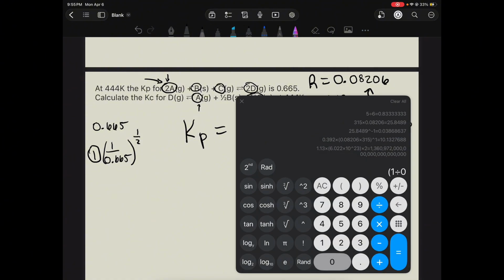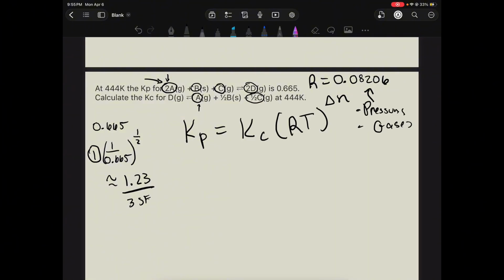1 over 0.665 to the power of, and now make sure that you use your parentheses here for the 1 over 2, otherwise you're going to get a different value. And this comes out to approximately 1.23, and then it'd be 3 sig figs. Now what do we do with this value?